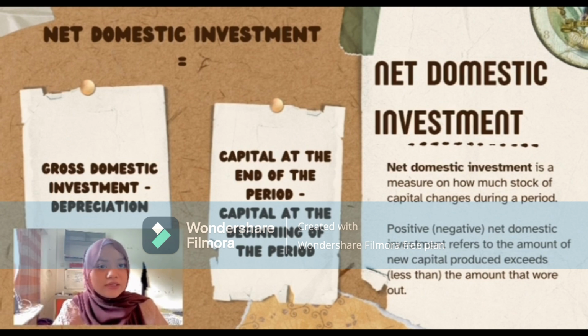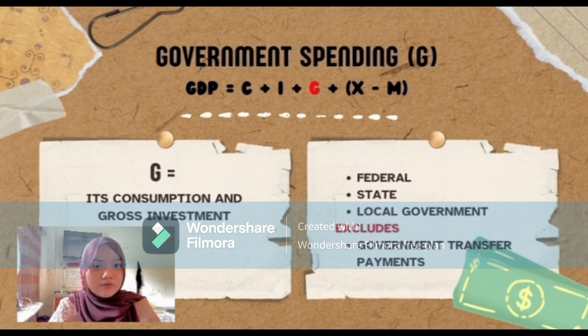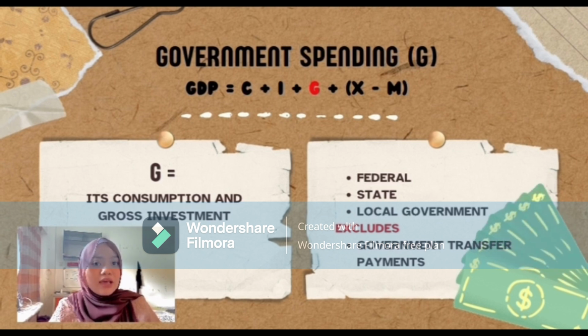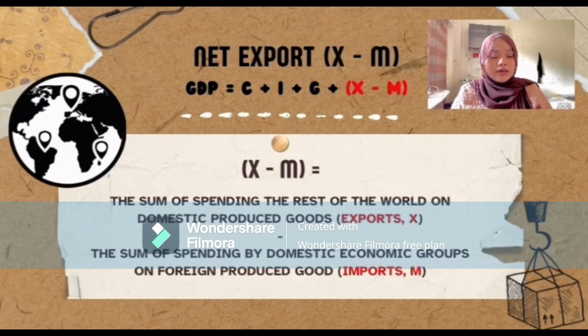Government spending, G, is equal to its consumption and gross investment. It includes federal, state, and the last one local government, and it excludes government transfer payments. Net export, X minus M, equals the sum of spending by the rest of the world on domestically produced goods, exports or X, minus the sum of spending by domestic economic groups on foreign produced goods, imports or M.